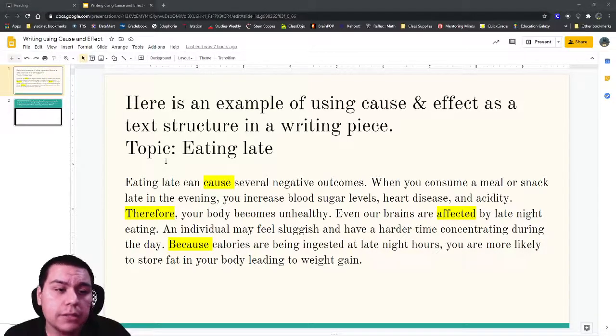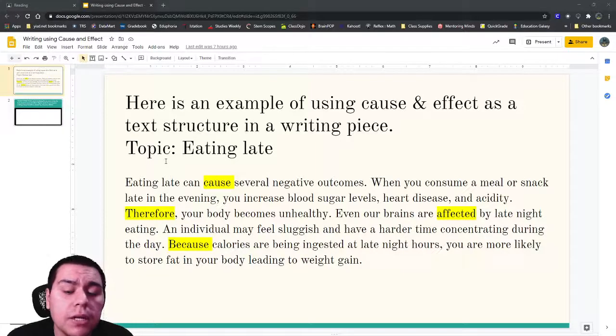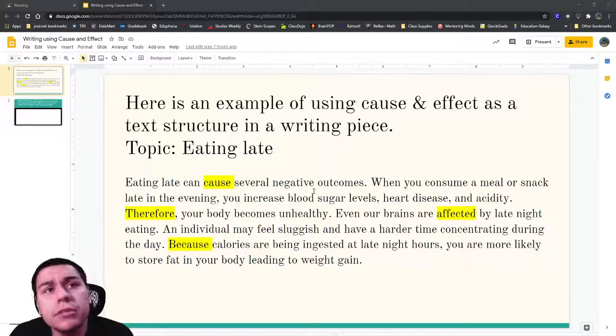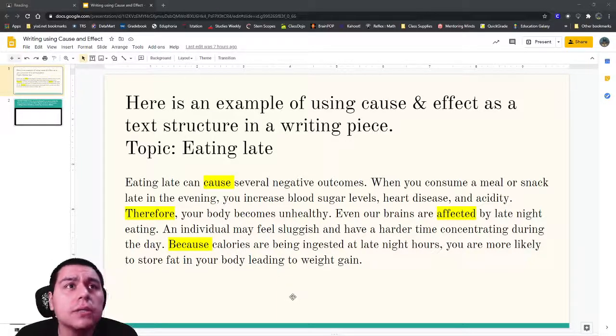So cause and effect. That was like the short paragraph we read about the snowstorm and how there was ice on the power lines, there was snow in people's driveway, that they had to cancel school. Here's another example of cause and effect writing.